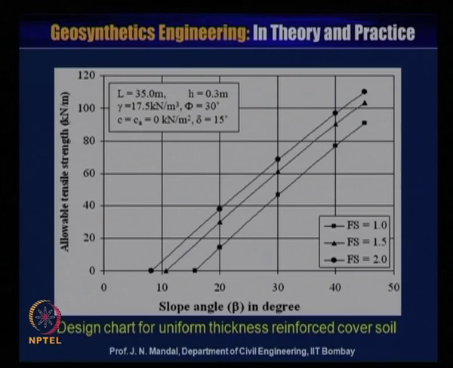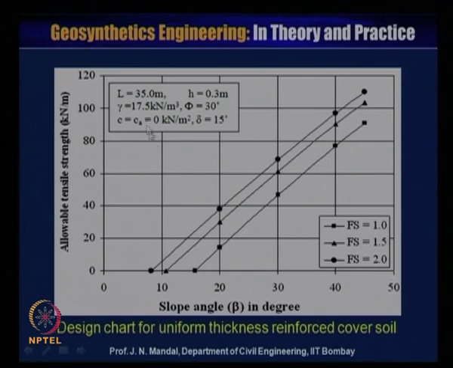Now, this is the design chart for uniform thickness reinforced covered soil. This is the slope angle beta in degrees, and the corresponding allowable tensile strength. Here these are the curves for the different factor of safety values: 1.0, 1.5 and 2.0.